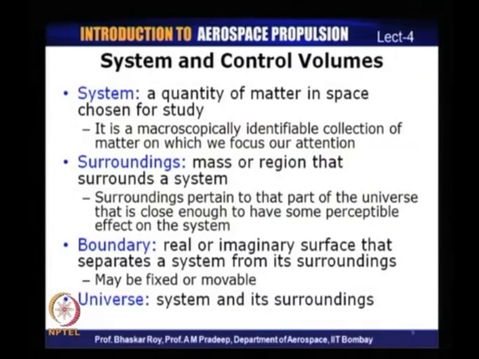Now, since we are dealing with a macroscopic approach, it is a macroscopically identifiable collection of matter on which we focus our attention. So, a system is a quantity of matter in space which we have chosen for our study. For example, if we are trying to analyze an aircraft engine and see its thermodynamics, we would choose the engine as the thermodynamic system, because that is the quantity of matter in space which we are interested in at a moment. So, we choose the aircraft engine in this example as the system under consideration.